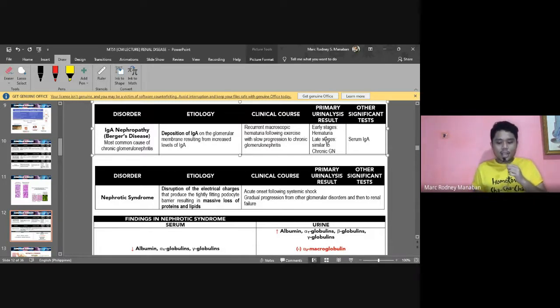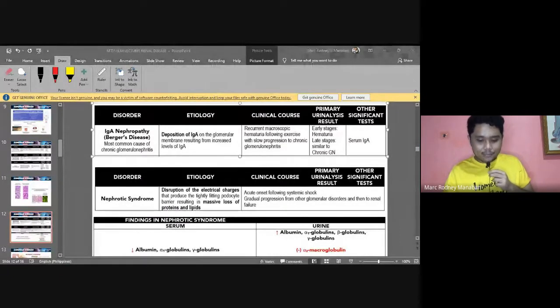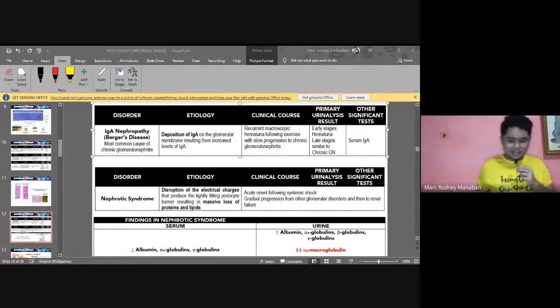So for the clinical course, there's acute onset following systemic shock, and gradual progression from other glomerular disorders, and then to renal failure. As mentioned earlier, like membranoproliferative, membranous, and focal segmental, they can progress to nephrotic syndrome. Okay? So when you say nephrotic syndrome, there's damage to the charges, especially the shield of negativity, that prevents the filtration or the appearance of these proteins and lipids in your urine.